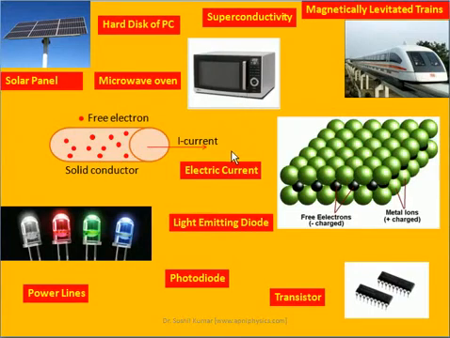So there is a wide scope for this particular chapter, and especially for this particular concept, that covers a number of phenomena like electric current in conductors, light emitting diodes, how they work, photodiode, transistor, power lines. All these things one can explain on the basis of this particular concept. So I have to cover the free electron theory of solids.